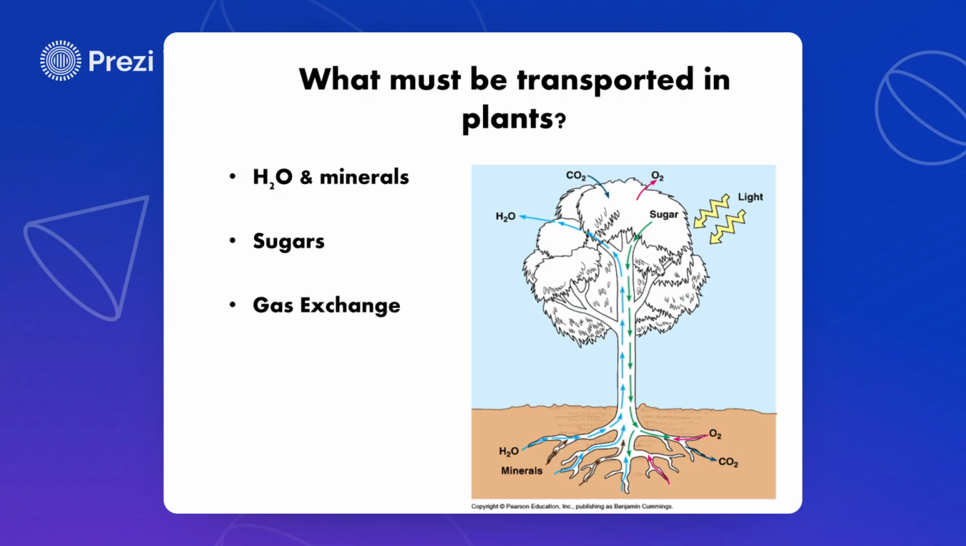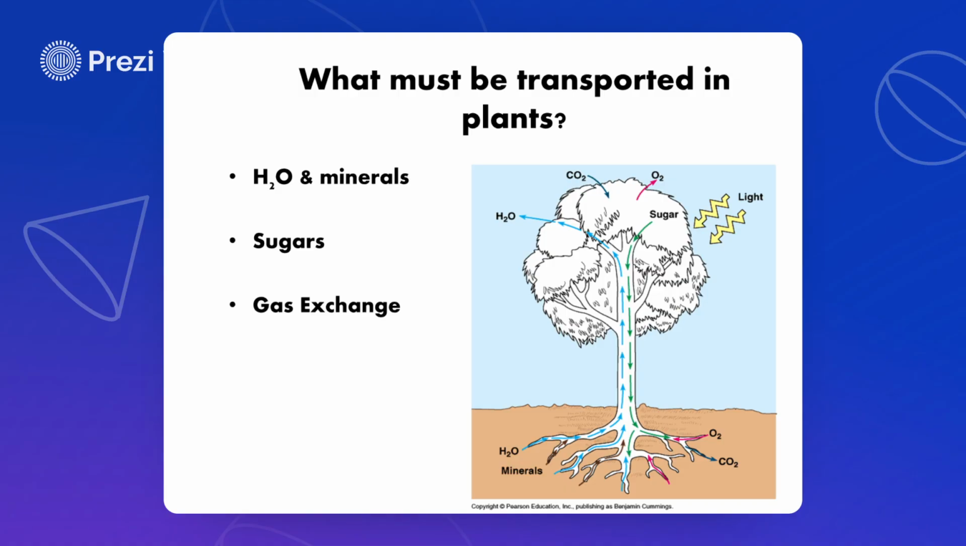What must be transported in plants? In plants, the following substances must be transported to sustain life and support growth. First is water, that is absorbed by roots from the soil and transported upward through xylem to leaves for photosynthesis and cooling. Second one is minerals such as nitrates, phosphates and potassium are taken up from the soil and transported through xylem to all parts of the plant.